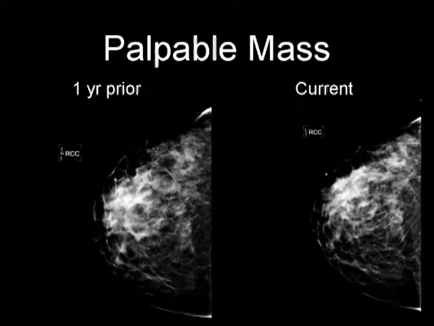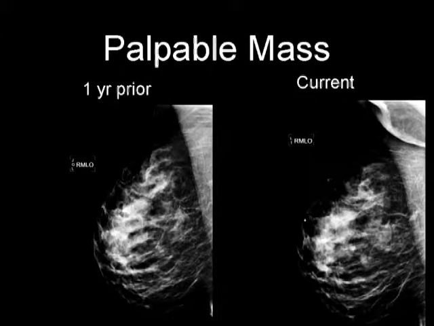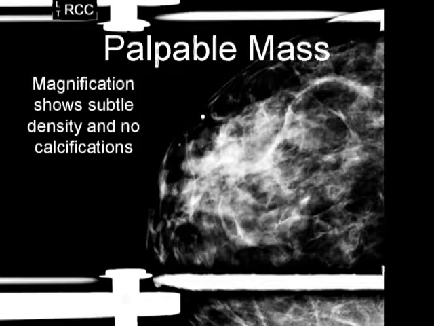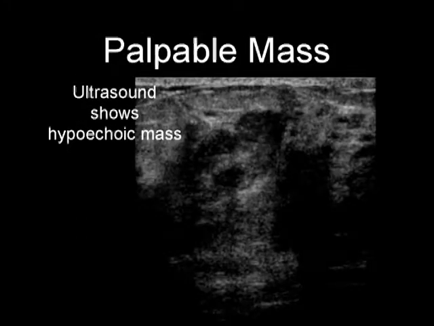Here's a patient who had a palpable mass. Her CC and MLO mammograms did not show any change from the year before. Magnification views show a subtle density, but no calcifications were visualized. The ultrasound examinations demonstrated abnormal hypoechoic regions at the site of the palpable mass. MRI was done to evaluate for the extent of disease.